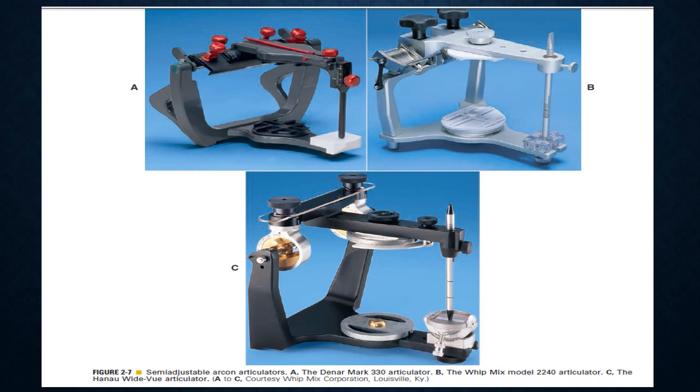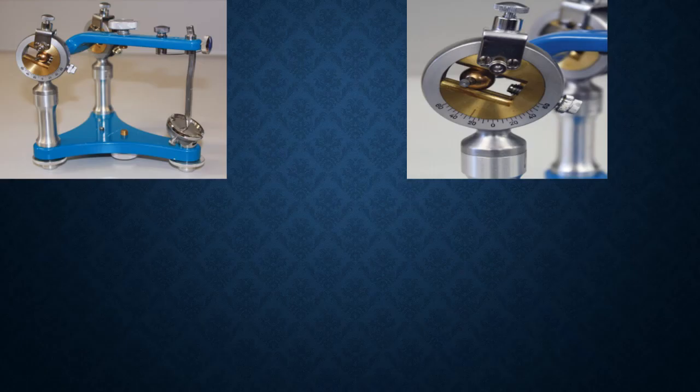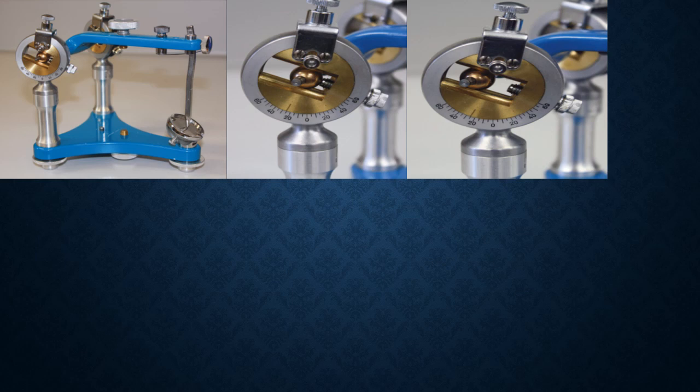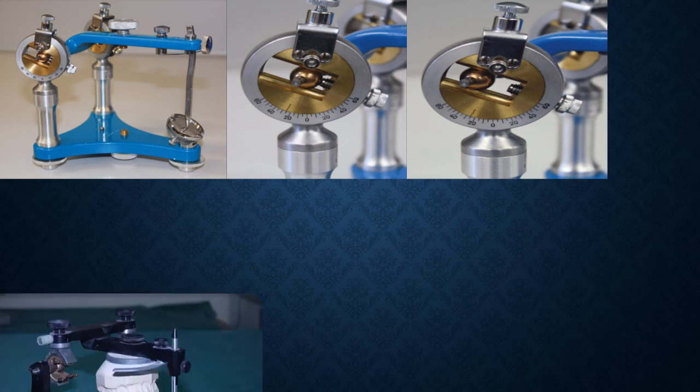So therefore, they call it the arcon articulator, like the Whip Mix and the Hanau articulator, as you can see in these pictures. And these are the non-arcon articulators, which are the opposite of the human being, which means that the condyle is in the upper member. As you can see, this is the condyle ball in the upper member, and the condyle path is in the lower member. So they call them the non-arcon semi-adjustable articulators. This is the condylar ball attached to the upper member, and the condyle path is in the lower member. It's the opposite of a human being.